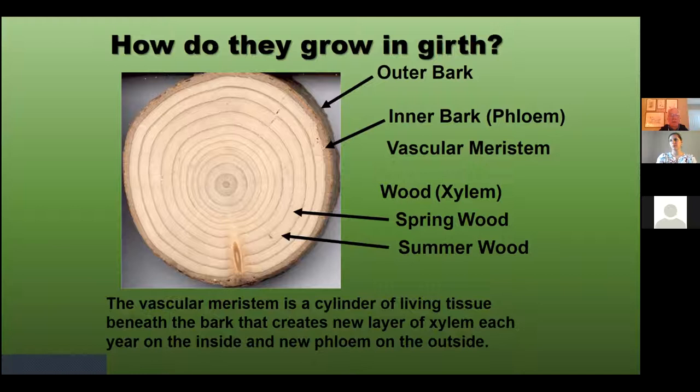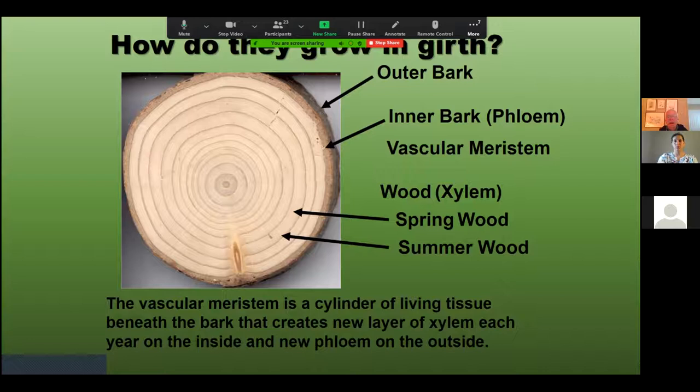But when we look at this, we can see that there's outer bark in a woody stem like this. There's the phloem, which is often called inner bark. It's not really a bark, but it's an inner bark that carries the sugar solutions downward to the roots. And then the whole center, the wood, is xylem tissue. That's the tissue that, at least initially, was carrying water.